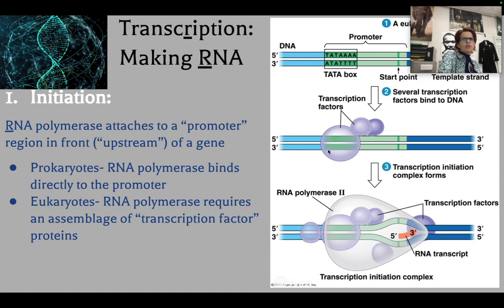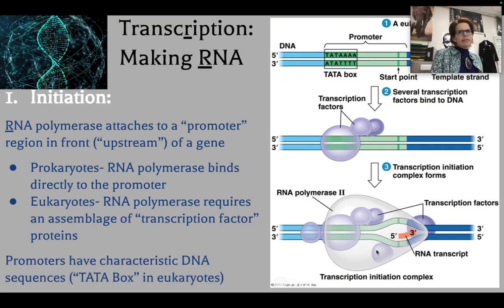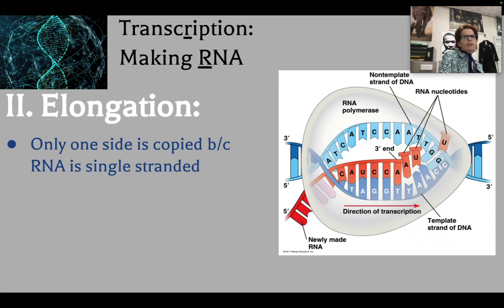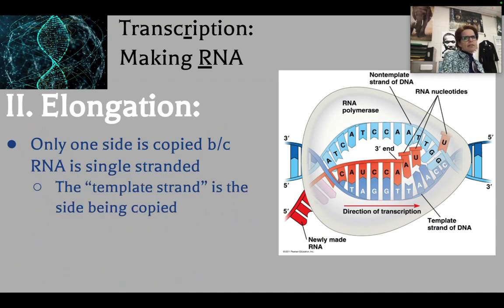So then these transcription factors, they look like little grapes. If this is a eukaryote, they have to be there. And then the guitar pick, this white guitar pick, that's the RNA polymerase that's going to read one side of the DNA and make the RNA. It only copies one side of the DNA. So only one side is copied because RNA is single-stranded.